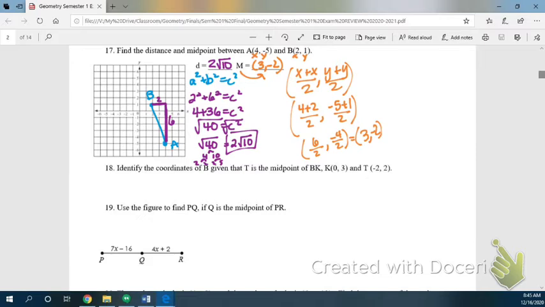Next up, it says identify the coordinates of B, given that T is the midpoint of BK. So, this K is an endpoint. T is the midpoint, they said. And the other endpoint is our B. And we don't know what those values are.